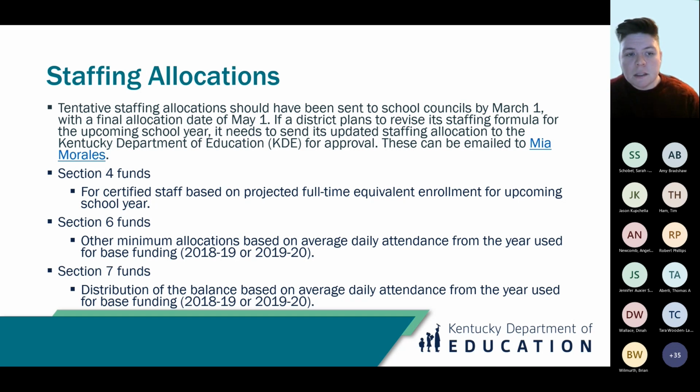Section 6 funds are other minimum allocation, and that is based on the average daily attendance from whatever year you used for your base funding, whether it was 1819 or 1920. And Section 7 is that distribution of the balance, and that is also based on whatever year you used for your base funding.